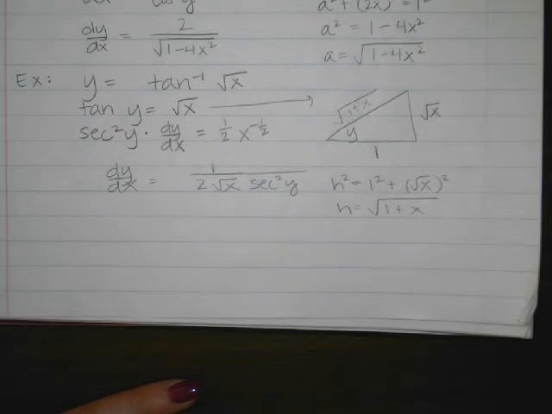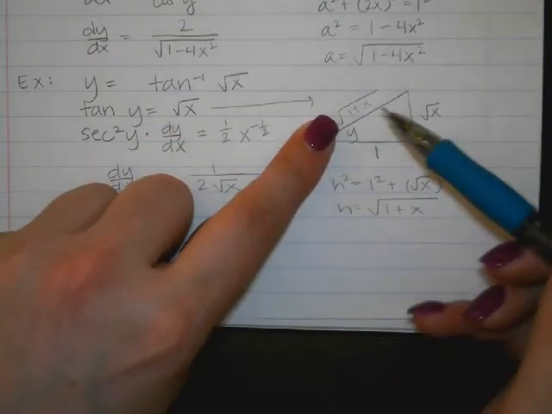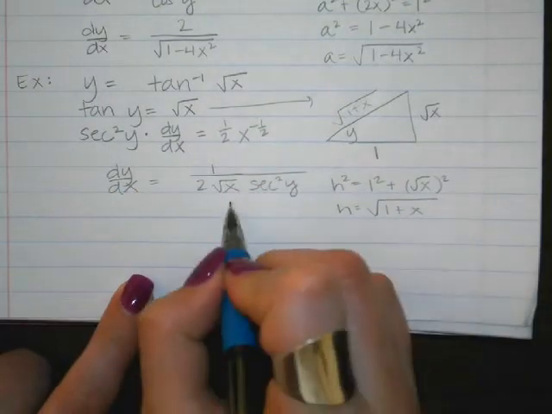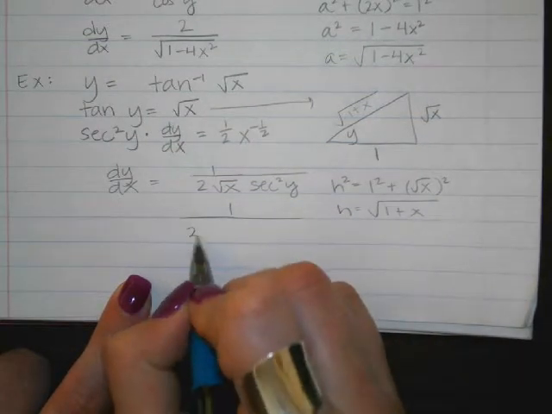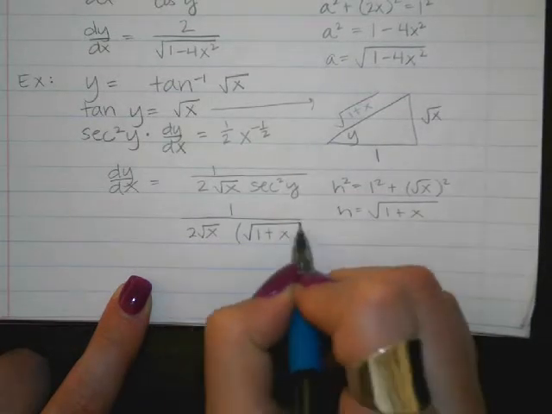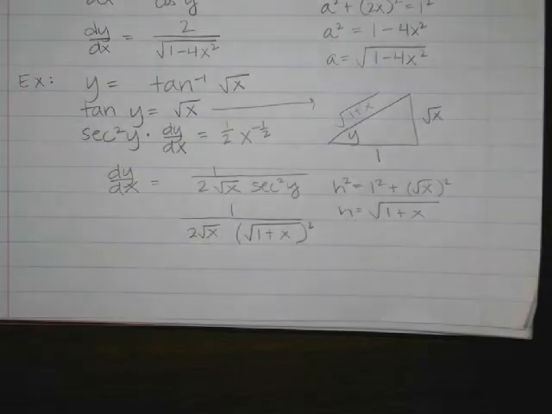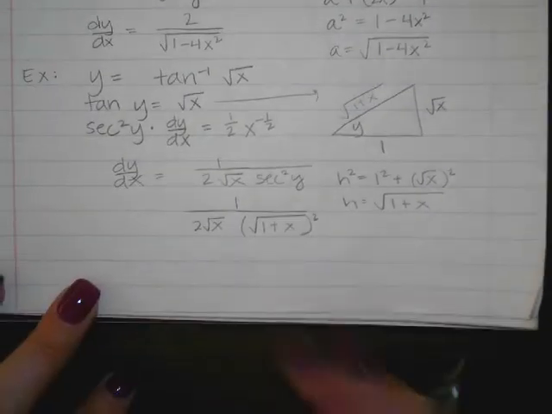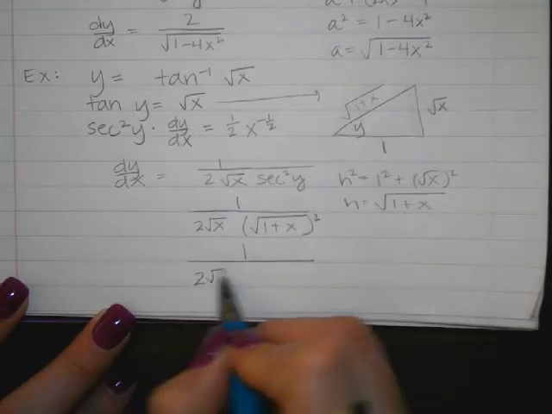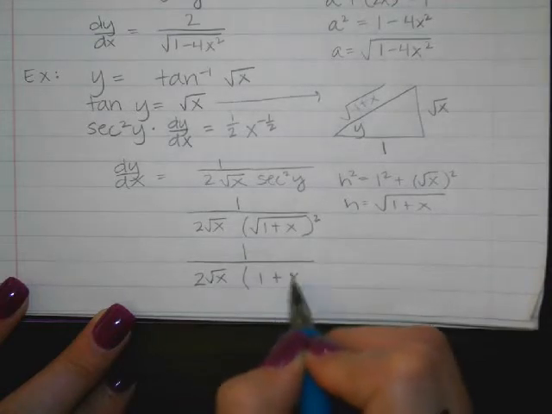Okay, so cos is adjacent over hypotenuse. So secant is hypotenuse over adjacent. That means that secant is square root of 1 plus x over 1. If we write this out, we have 1 on top, and on the bottom we have 2 times the square root of x, and then we're multiplying that by secant squared. And so our derivative would be 1 over 2 square root x times 1 plus x.